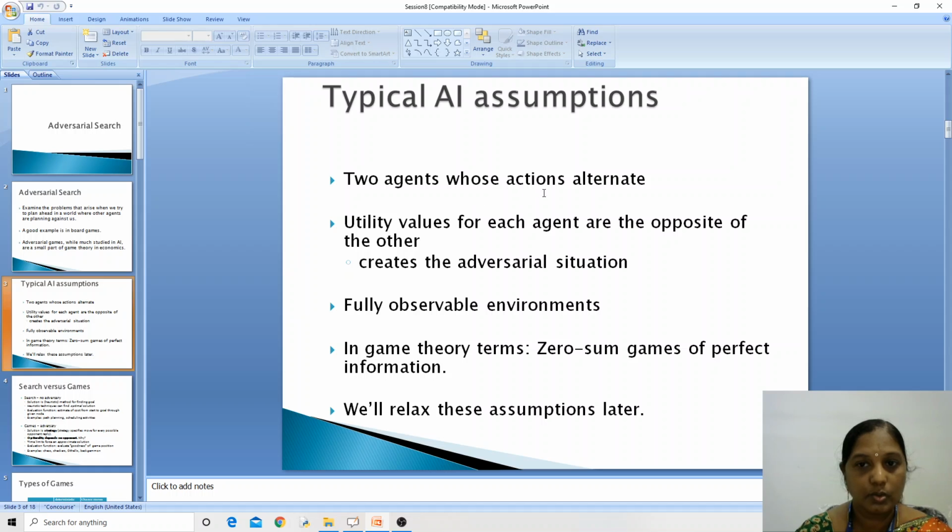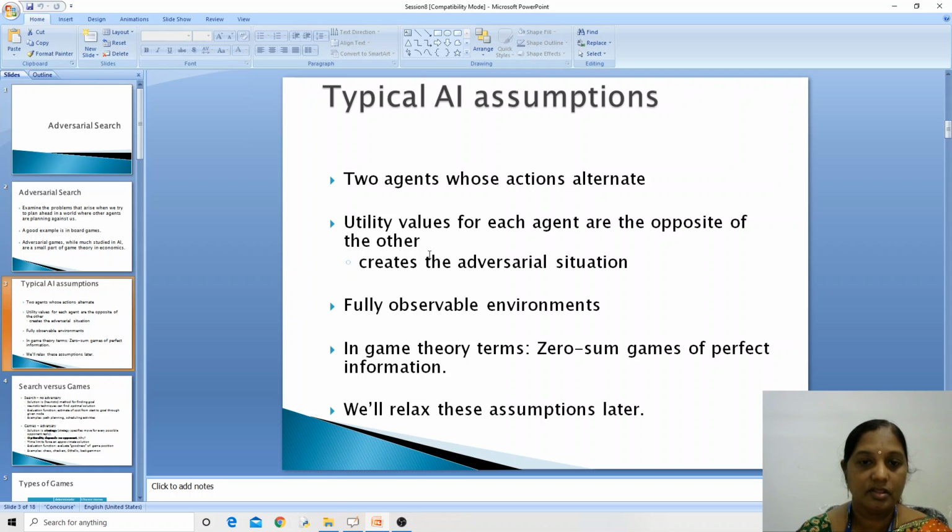Two agents whose actions alternate. How is the game played? First you play, then you give the chance to the next player. So alternately the game is played by the two agents. Utility values for each agent are the opposite of the other. What is the utility value? The final result is called the utility value, and it is exactly opposite to the other's.